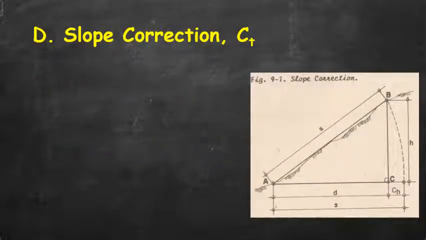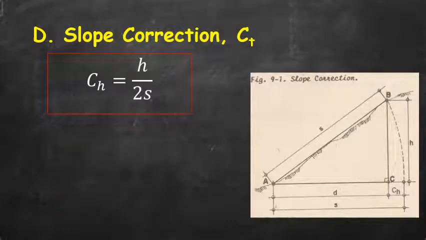So we have here the slope correction. When the distances are measured along a slope or sloping ground, the equivalent horizontal distance may be correspondingly determined by applying the approximate or exact slope correction. So from the figure, we derive the formula in computing the slope correction as the following.